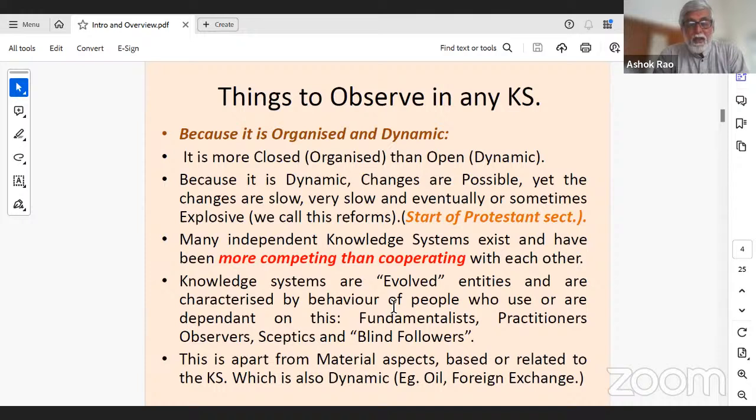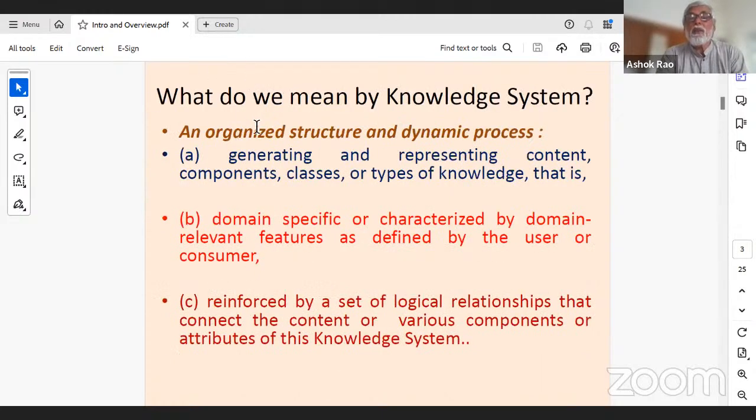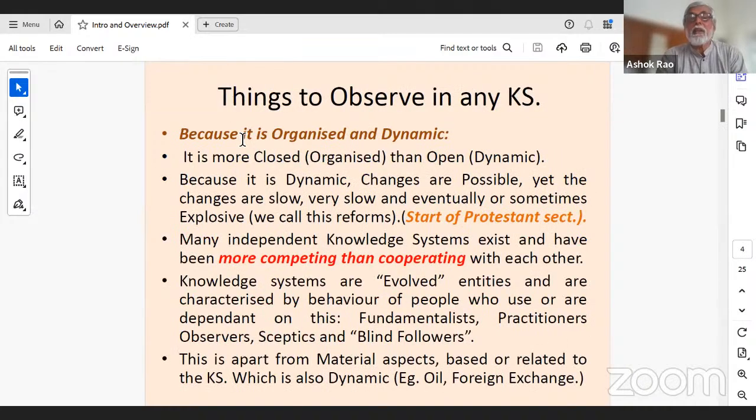Things to observe in any knowledge system. First thing, what did we mention? We mentioned that knowledge system is organized structure and dynamic process. Because it is organized and dynamic, the following happen. It is more closed. Any organization is more closed than open, but it is because it is dynamic, it has to be open. So there is a very good balance between a closed structure and a dynamic entity.